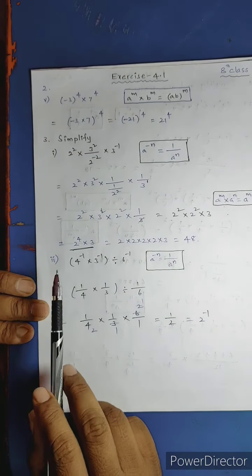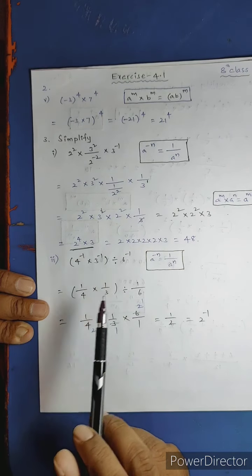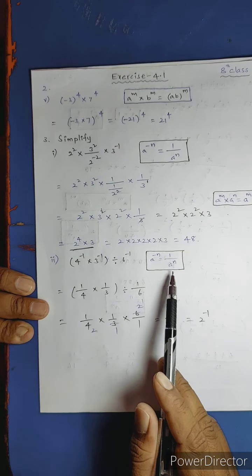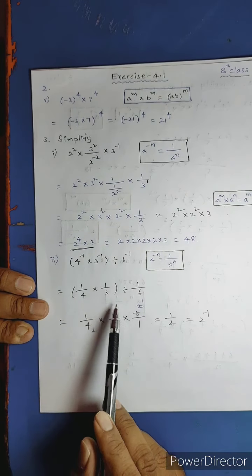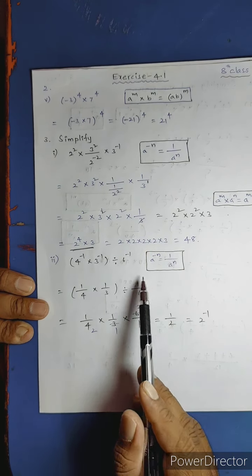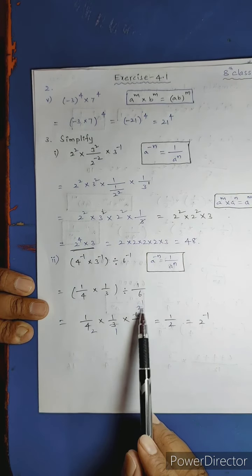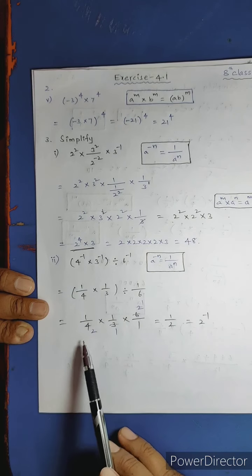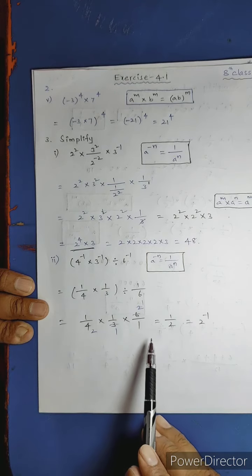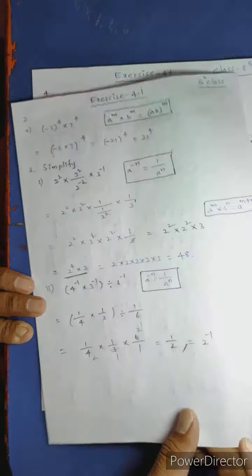Now second problem. 4 power of minus 1, or 4 inverse, into 3 inverse divided by 6 inverse. All these are in the form of a power of minus n is equal to 1 by a power of n. So 1 by 4 into 1 by 3 divided by 1 by 6. 1 by 4 into 1 by 3 with 1 by 6 in the denominator place. So we can write 6 by 1. 3 1 is 3, 3 2s are 6. 2 1 is 2, 2 2s are 4. Now only 2 remains in the denominator place. So our answer is 1 by 2, or we can write 2 inverse.